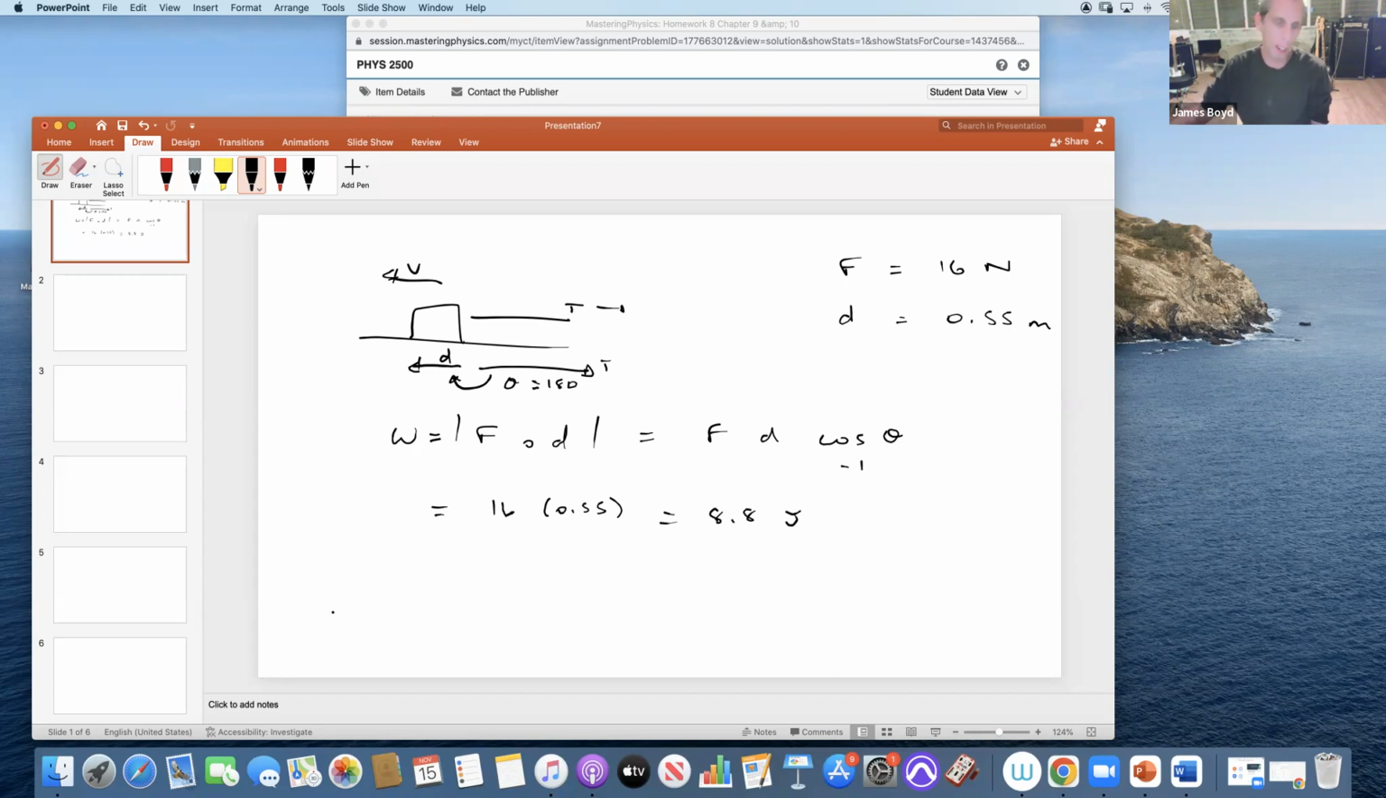The work done by gravity. So gravity is going to be our weight forced down, and D is going to be this way. And that angle between them is 90 degrees. So if we look here, the weight times D times cosine of 90, this is 0. And therefore, the work of gravity will be 0.